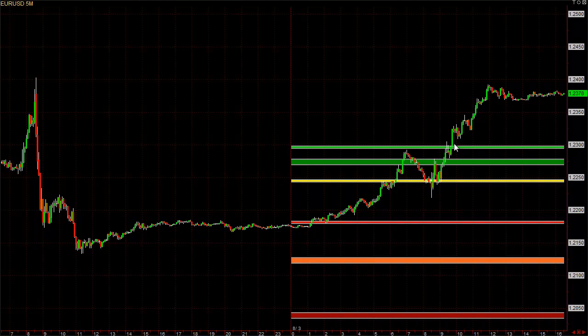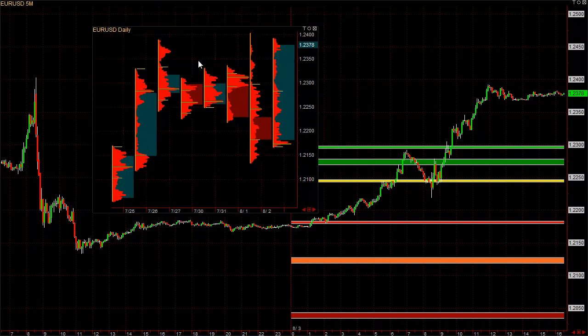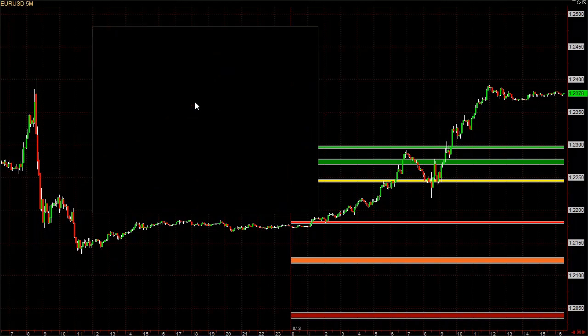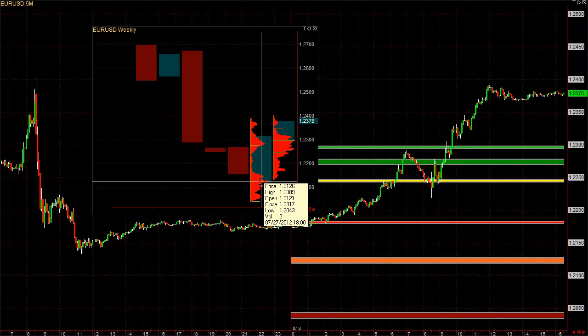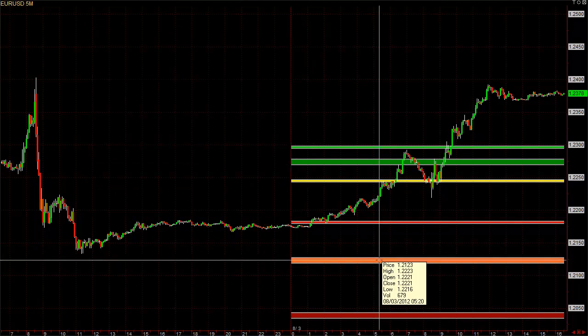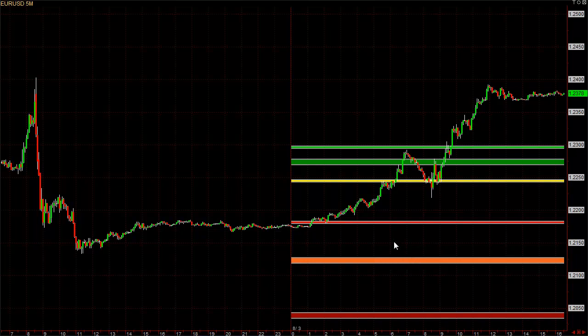It's an incredibly sophisticated tool, and instead of having to have up a daily chart for each currency you're trading and then another one for the weekly chart, if I hit period W, I change this chart to weekly. You can see last week's point of control right here, 1.2126. Notice where it is on the chart, 1.2126 right here. And those are the key areas. They show up automatically on the chart.